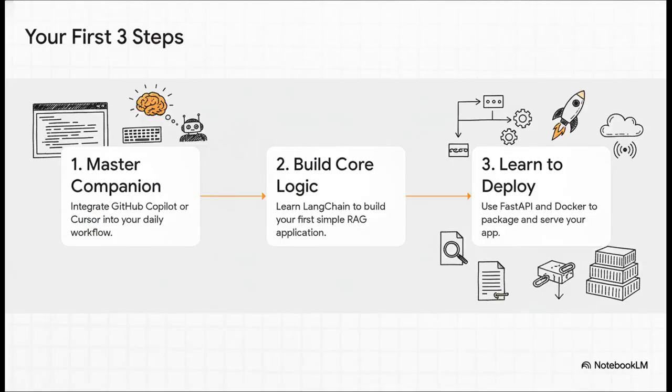Step 1, start right where you work every single day, your code editor. Get a coding companion like Copilot and make it part of your routine. Just let it help you write code faster. Step 2, get your hands dirty with the core logic. Learn a framework like LangChain. Your first goal? Build a simple little app that can answer questions based on a single text document. That's it.